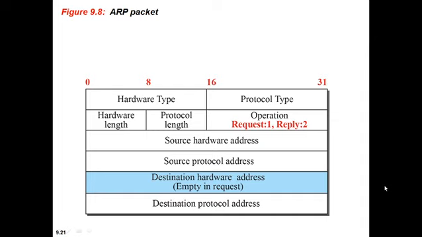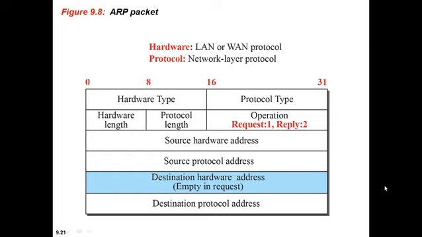This is the Address Resolution Protocol packet. It is of 32 bits. Here, hardware type is the type of the link layer protocol, Ethernet or LAN or WAN protocol. Protocol type is the network layer protocol, IPv4. Then hardware length, protocol length. Then operation: when the source is sending a packet, it will be a request. When the receiver is responding, it will be a reply.